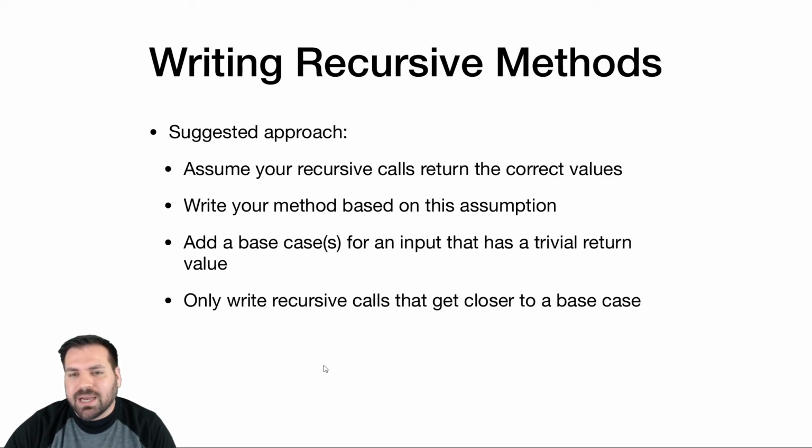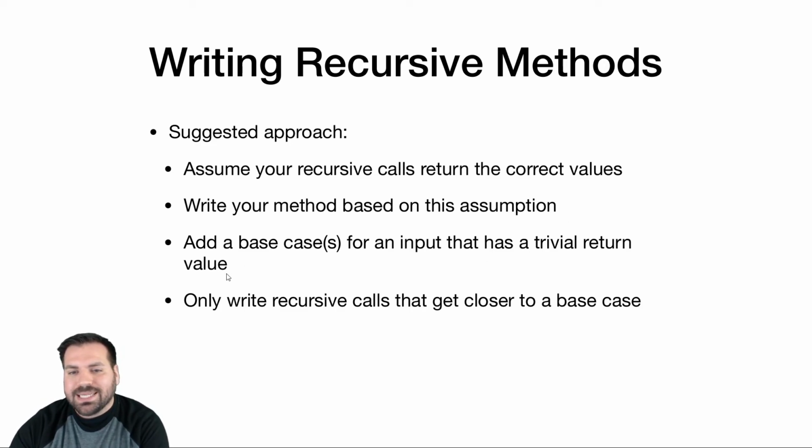So this is my suggested approach on how to write recursive methods. First, assume that every recursive call you make is going to return the correct value. Write your entire method based on that assumption that the recursive calls will be correct.